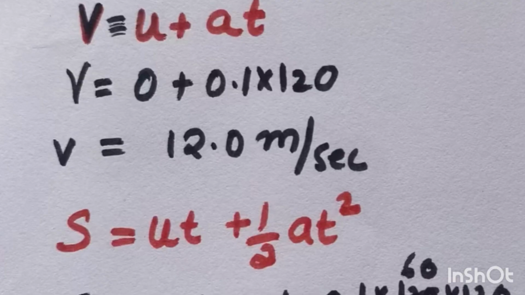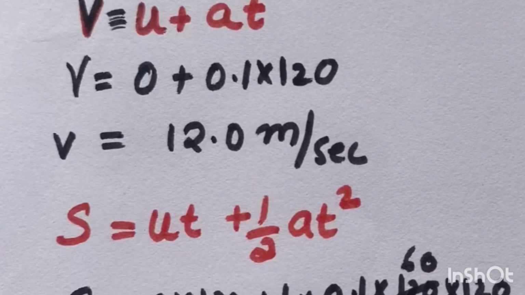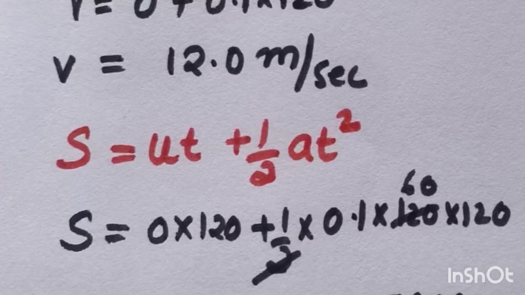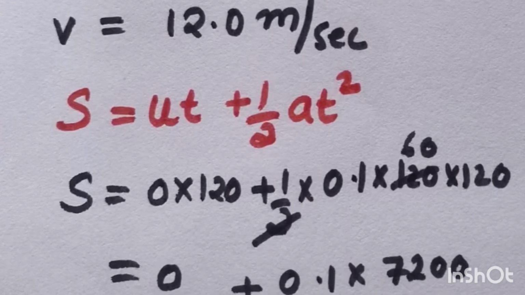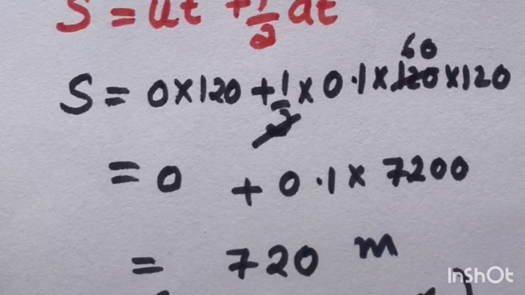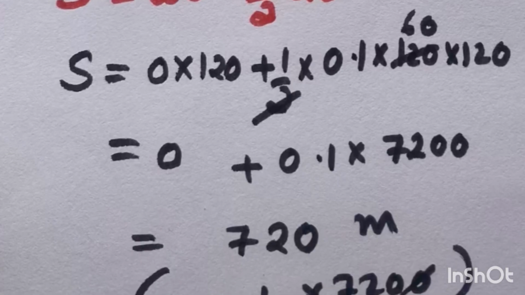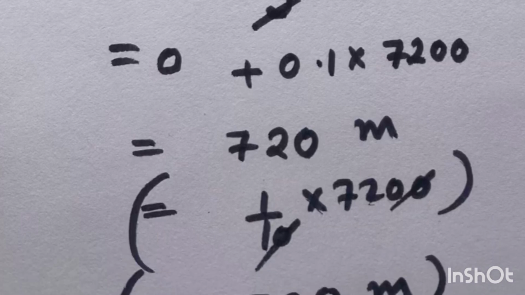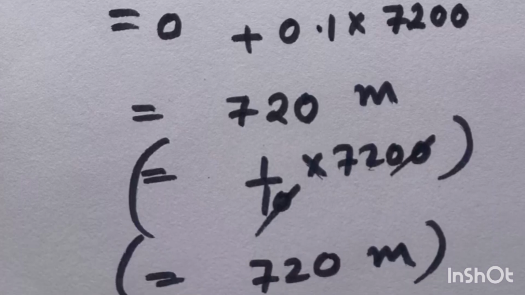Now for distance we can use formula UT plus half AT square. So substitute values of U, T, A and T square. So U is 0, so 0 into 120 will become 0. Half into 0.1 into 120 into 120. You can cut 2 and 120. And when you solve, you'll get 720 meters. Some students find it difficult to calculate. So for them, 0.1 we can write 1 by 10 into 7200. So 10 will go.